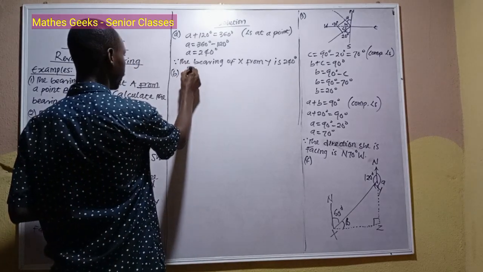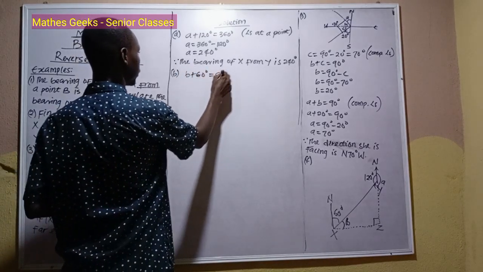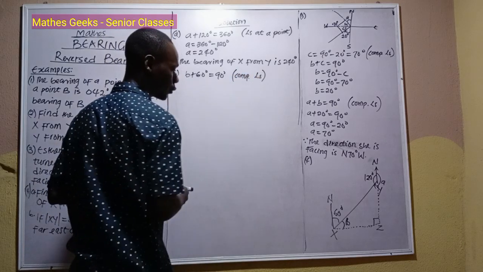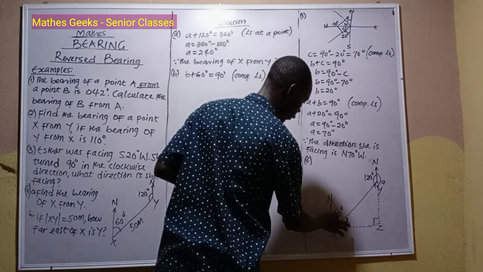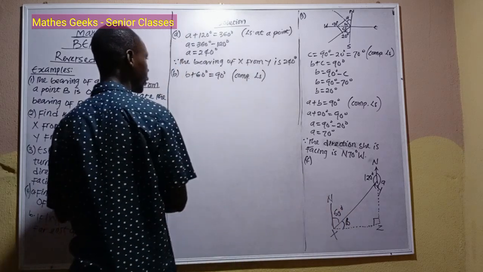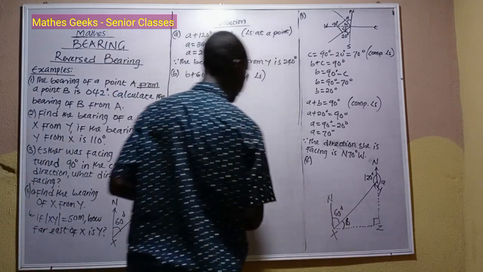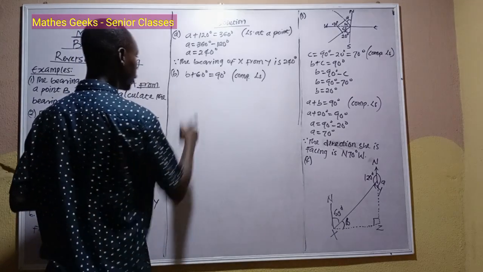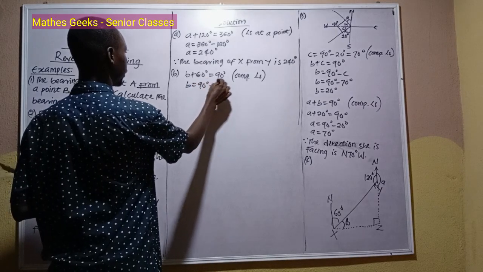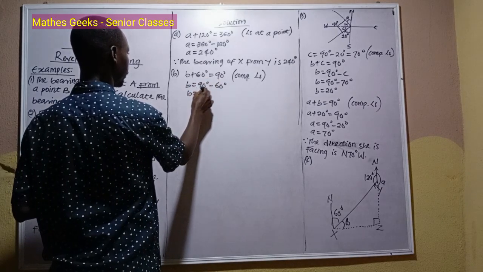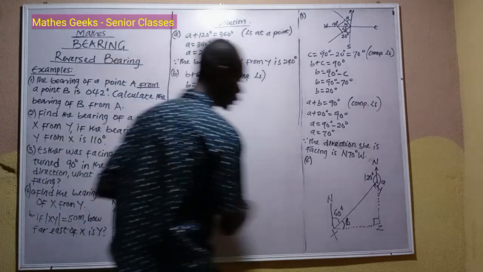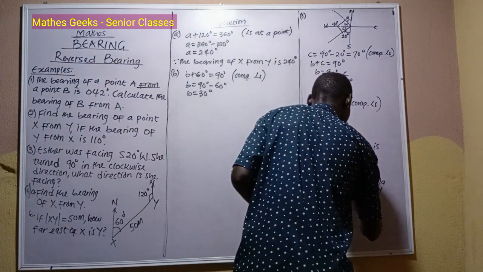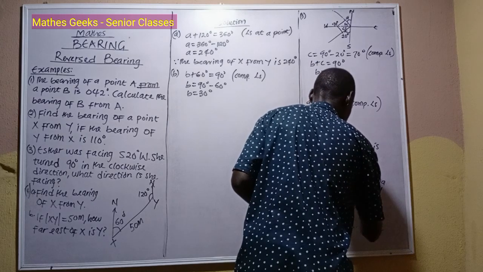So angle b plus 60 degrees equals 90 degrees. Why? Complementary angles, because this is the first quadrant, so from the north to east is 90 degrees. So the sum of angles in this quadrant is equal to 90 degrees. That's why they are called complementary angles. Two angles when added will give you 90 degrees. So b is equal to 90 degrees minus 60 degrees. b will give you 30 degrees.